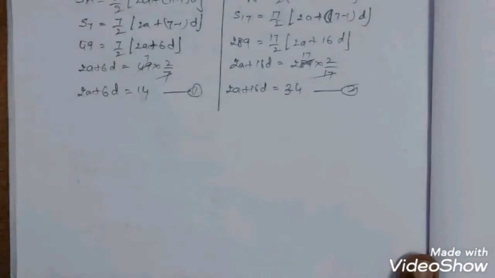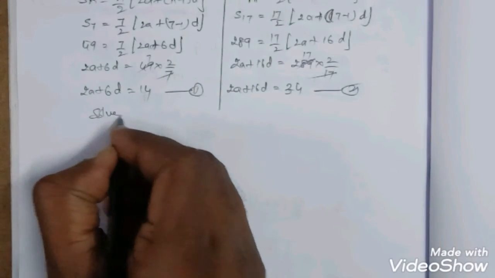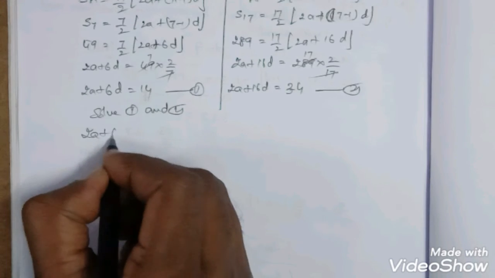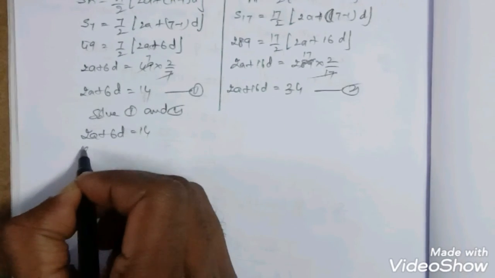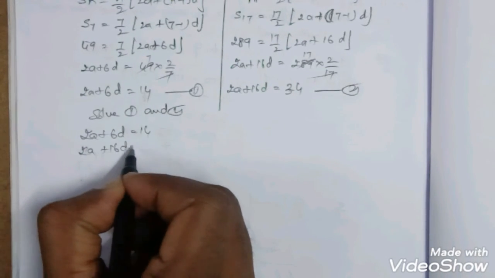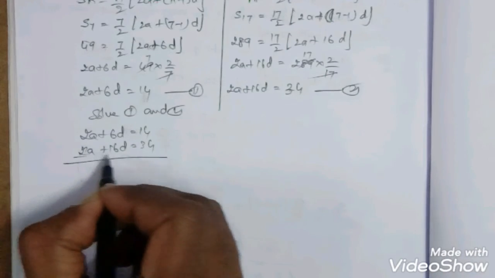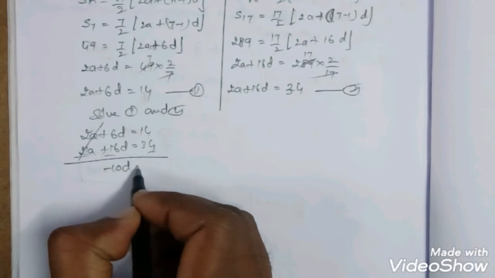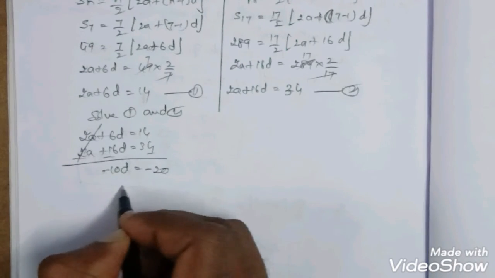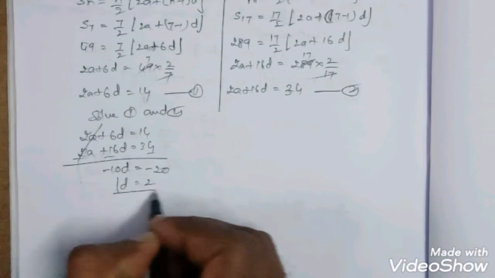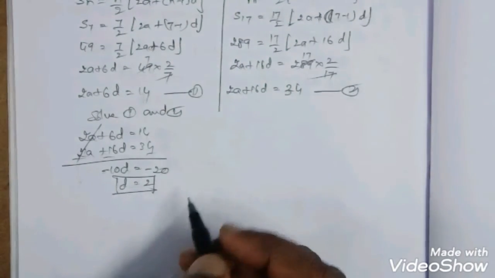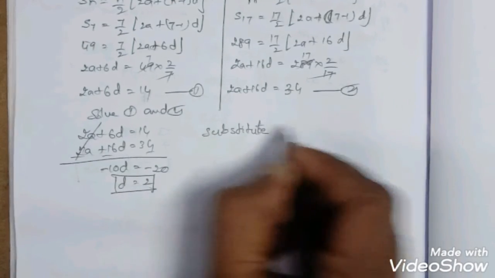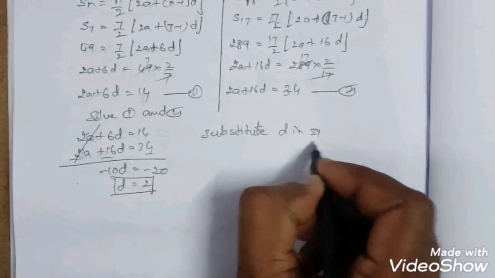So after getting these two equations, then we have to solve 1 and 2. So after solving 1 and 2, you will get 2a plus 6d is equal to 14, and here 2a plus 16d is equal to 34. Now subtract this, 2a will be cancelled. So here you will get minus 10d is equal to minus 20. Now d is equal to 2. Next, after finding the value of d, then you have to substitute d in equation number 1.